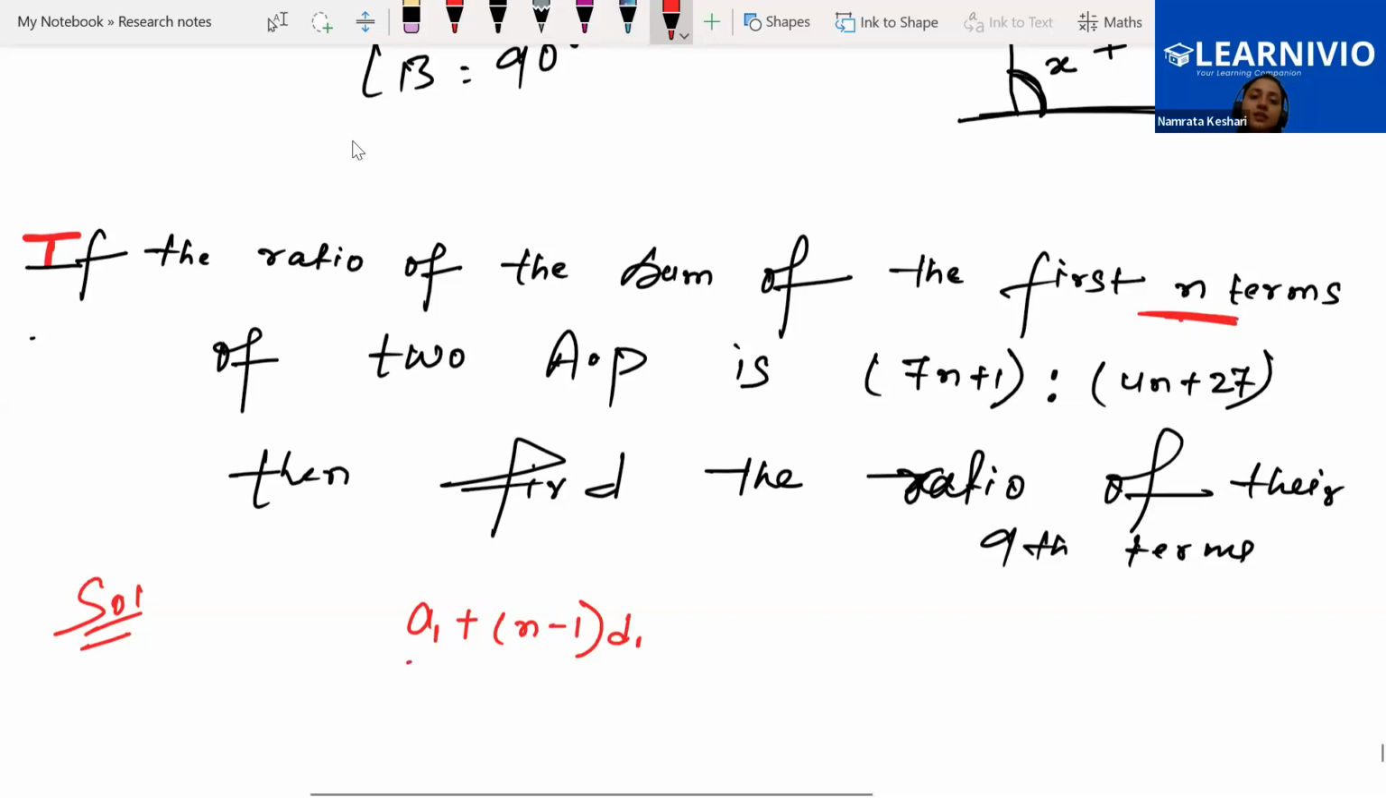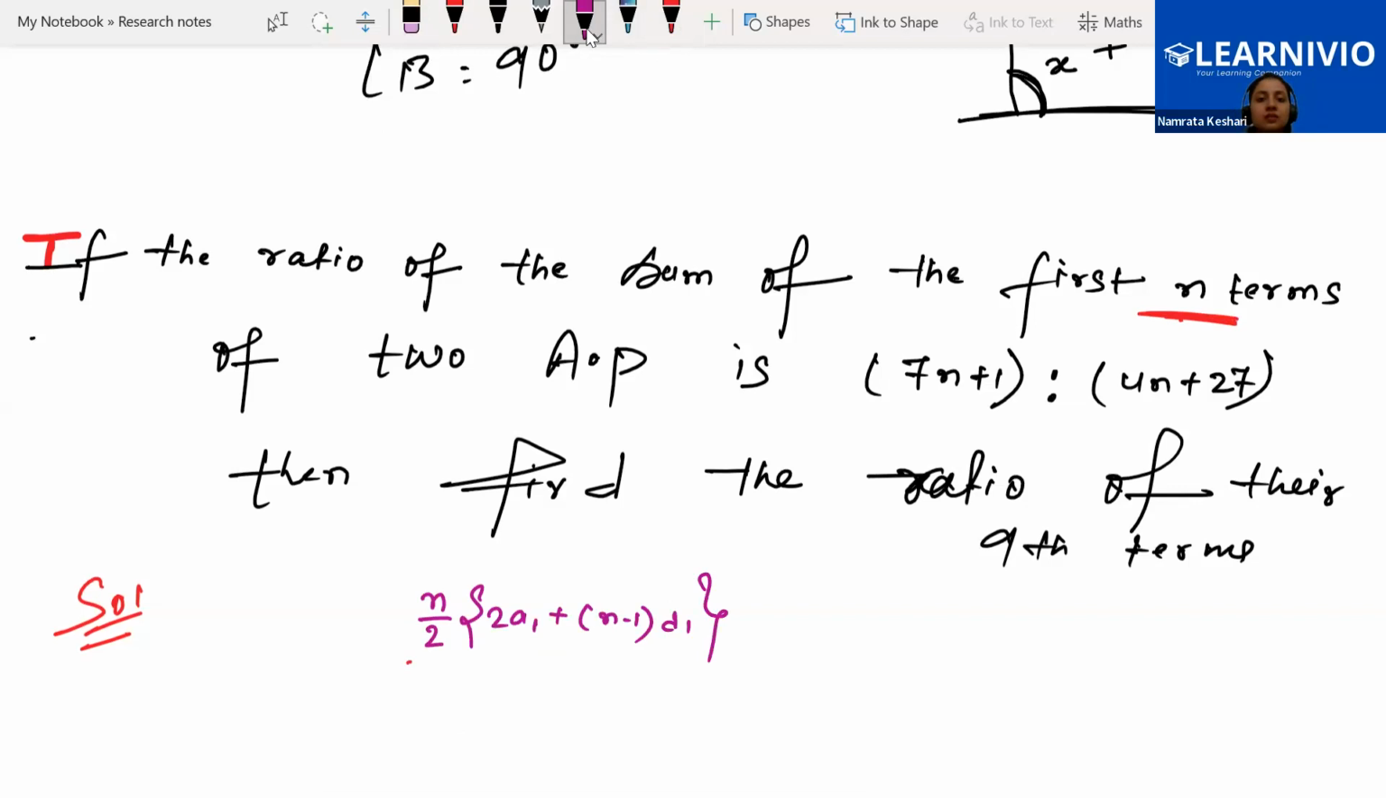Oh, it says the ratio of sum. I thought just the nth term was mentioned. The sum of n terms means n by 2 into 2a plus n minus 1 into d. Right? This is the formula we are having for the sum of n terms of an AP. And there is another AP. Two different APs we are having.